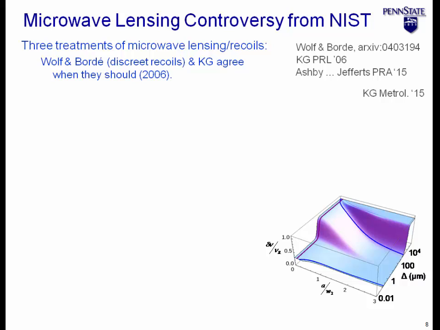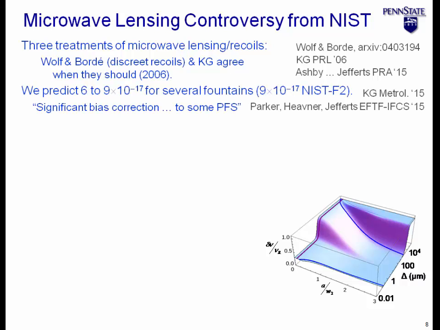So 10 years ago, Peter and I worked to understand the differences between our treatments. When we go through those, we can come to a realistic physical situation where we should agree, and when we do that, we do agree. So again, we predict something like 6 to 9 for several fountains, and for NIST F2, for example, we predict 9 times 10 to the minus 17. This is on the order of the accuracies of these standards in space.